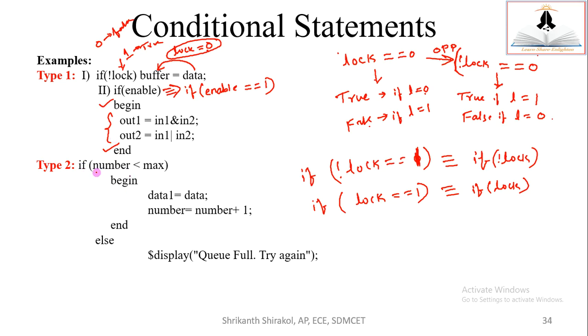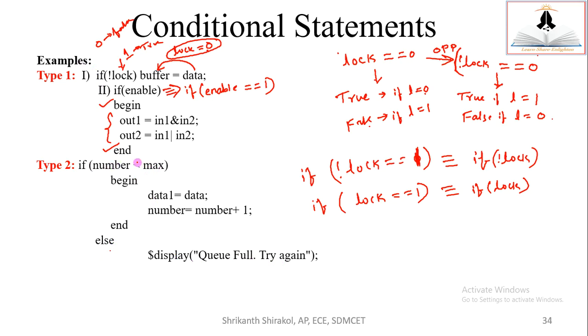Now, if number is less than max, the condition is mentioned in this manner. Max is a threshold value or a condition check variable, against which I'm checking number. If number is less than max, then this condition executes. Else it will display that queue full, try again. This is an if else statement, type 2. It is type 1, type 2 examples.